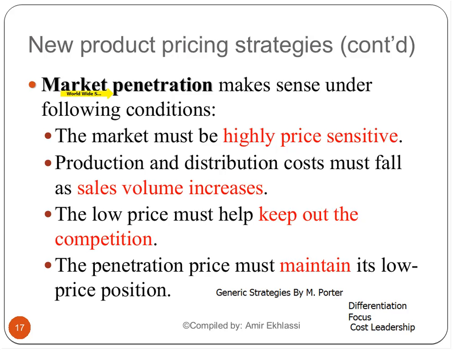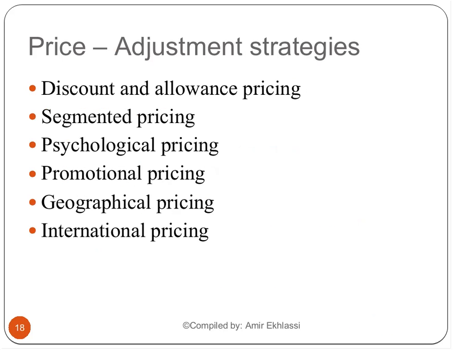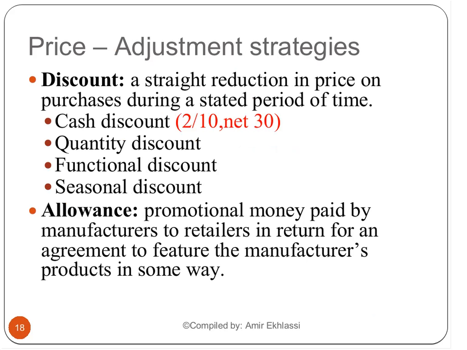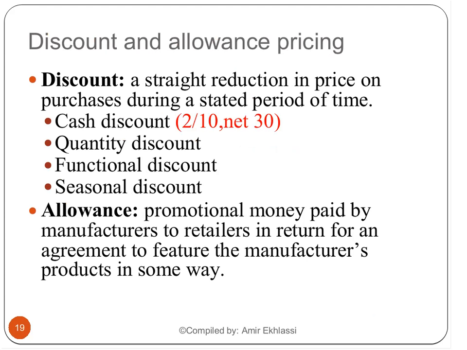Okay, so let's go to the next slide. There are many things about price, for example discount and allowance pricing, segmented pricing, psychological pricing, promotional pricing, geographical pricing, and international pricing. At the moment, I think all of you know what they are, and I will explain one by one. Discount. Do you know discount? A straight reduction in price, 10%, 2%. As usual, all of us like discount.